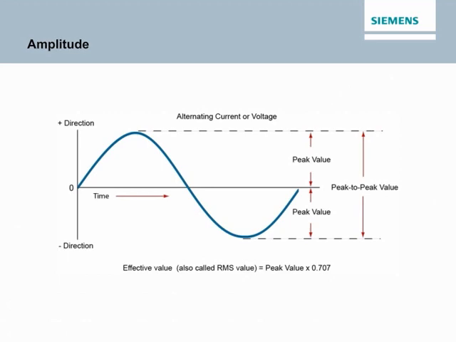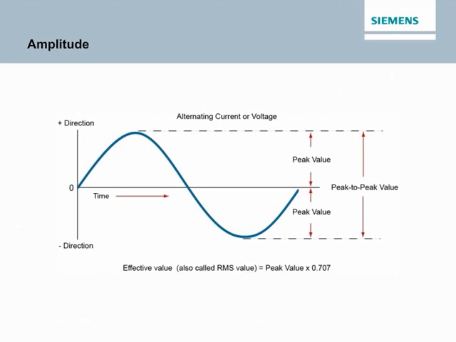The peak value of a sine wave is the maximum value for each half of the sine wave. The peak-to-peak value is the range from the positive peak to the negative peak, and this is twice the peak value. The effective value of AC is defined in terms of an equivalent heating effect when compared to DC. Instruments designed to measure AC voltage and current usually display the effective value.